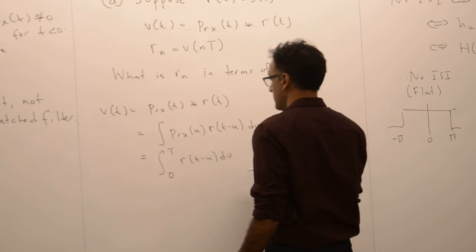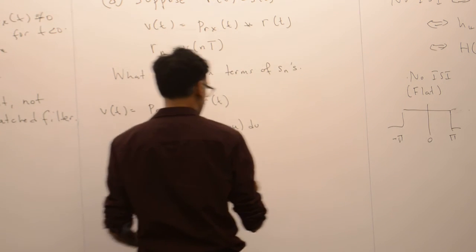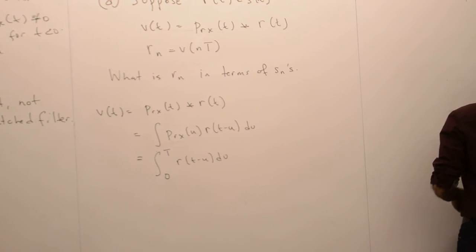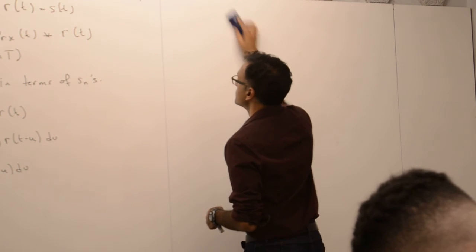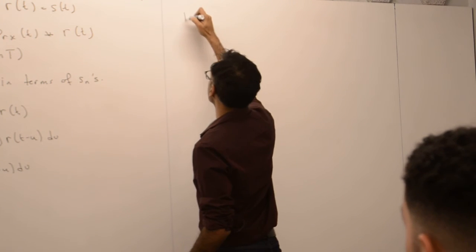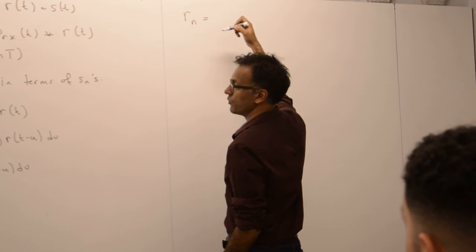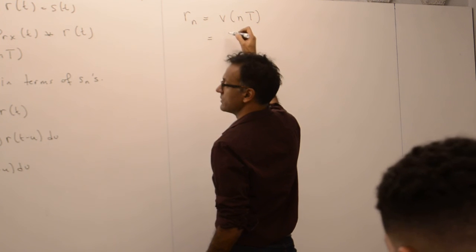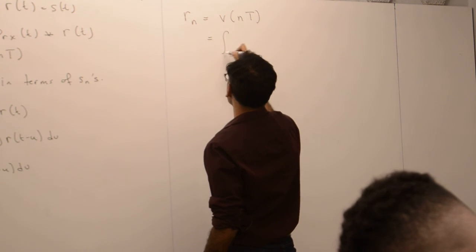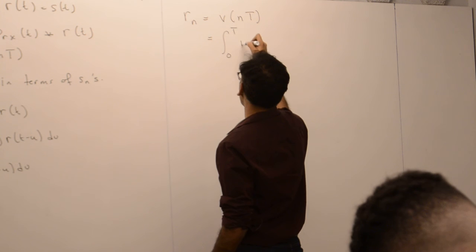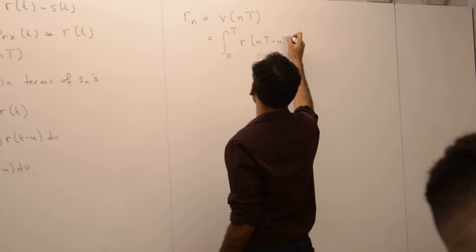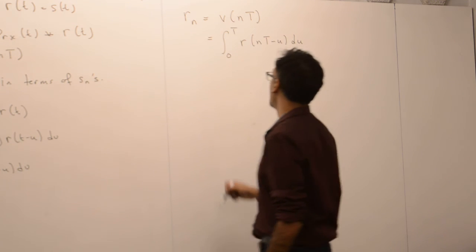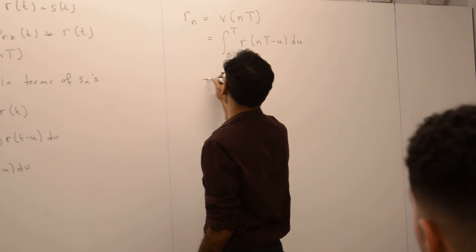But R of t, so V R of n, let's write it here. The time domain ones are always kind of worse. You don't need a better way to do this. R of n is the integral, I just substitute t here, which would be R of n t, like that. Right? Now, R of t is equal to S of t.